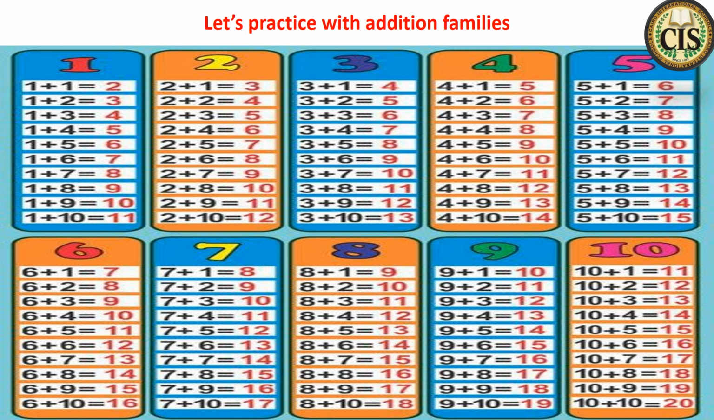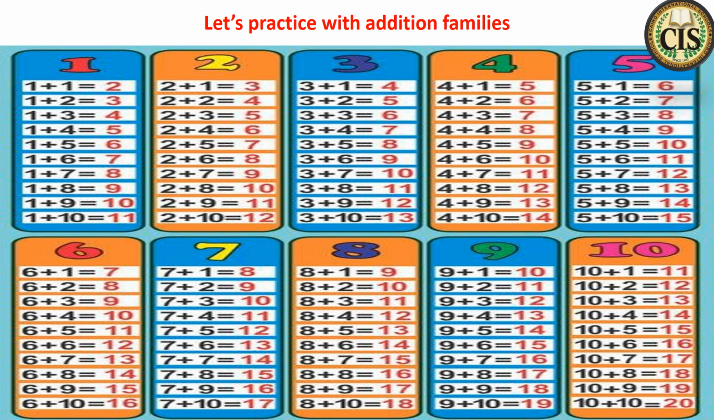The next problem, 1 plus 3. Put 3 in my mind and 1 on my fingers. And start counting after 3, 4. So the result will be 4. And so on. Now let's move to the family of 2. It means any number added to 2. 2 plus 1. Put the big number 2 in my mind and 1 on my fingers and start counting after 2, 3. So the result will be 3.